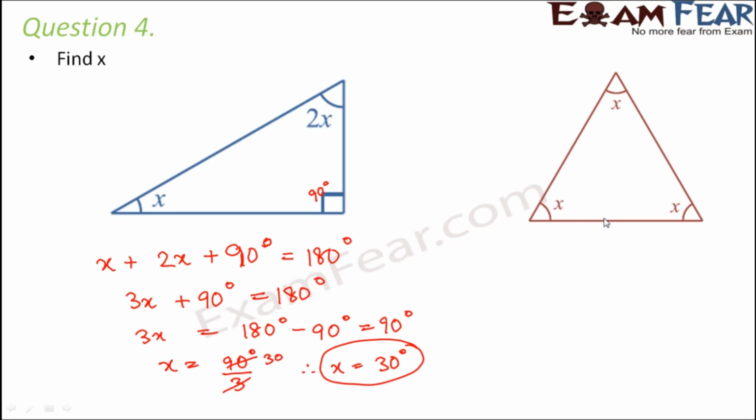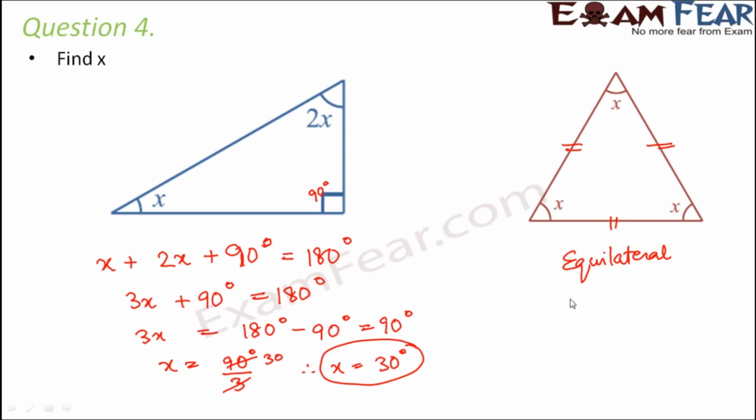So we again move on to the next triangle where none of the values are given. It is said that all the angles are x. What does that mean? That actually means this is a triangle where all angles are equal. Can you tell me which type of triangle has all angles equal? Exactly. This is nothing but an equilateral triangle. So what happens in an equilateral triangle? In an equilateral triangle, all the sides are equal, all the angles are equal.